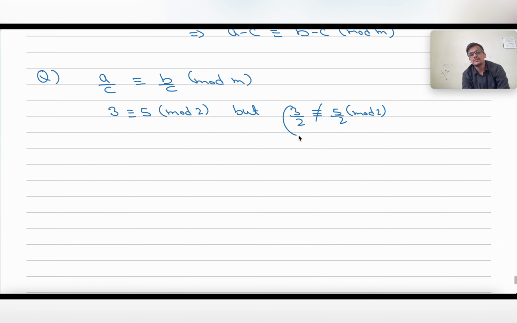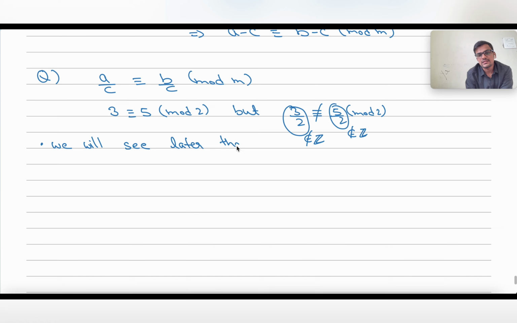Because this 3 by 2 does not belong to the integers, and 5 by 2 does not belong to the integers. So we cannot talk about this congruence modulo here, right? Anything we cannot divide here. So which type of C is valid here? We will see later that for what kind of C is valid for this result.